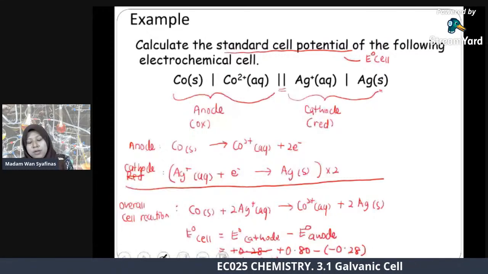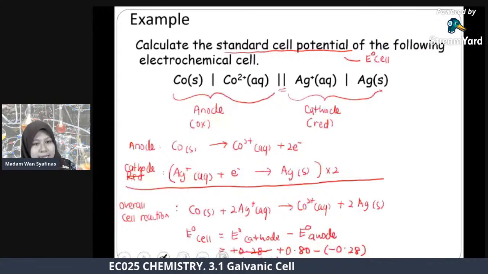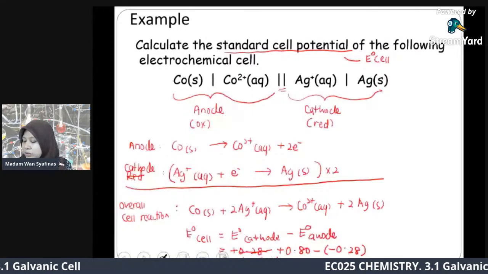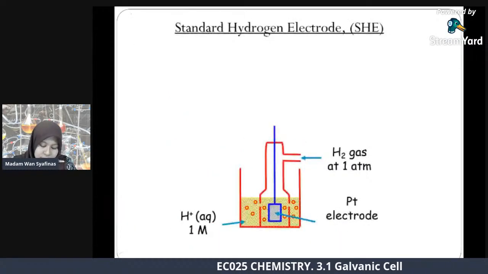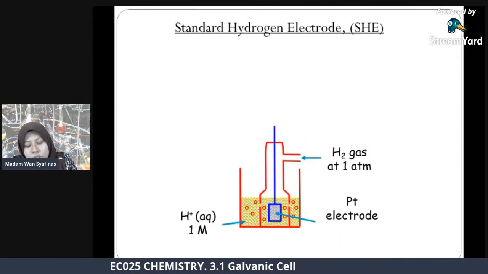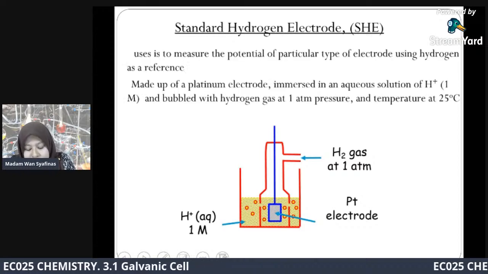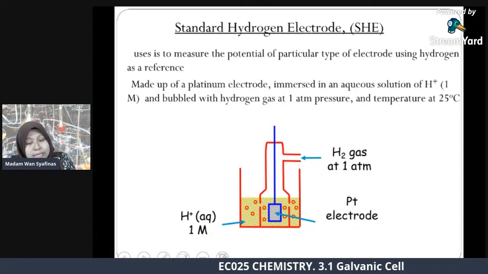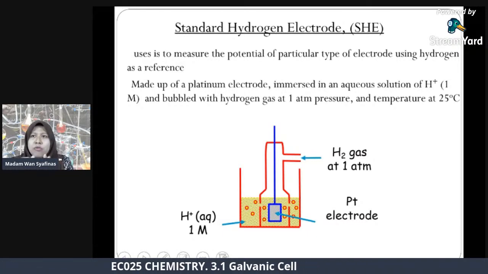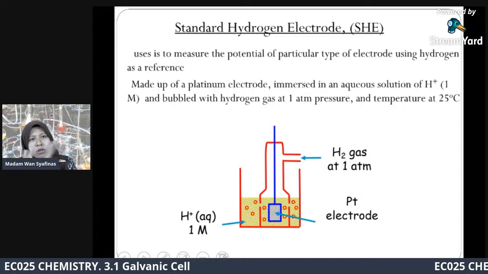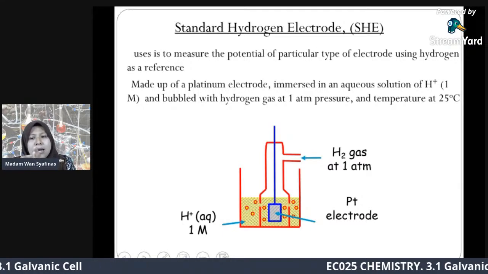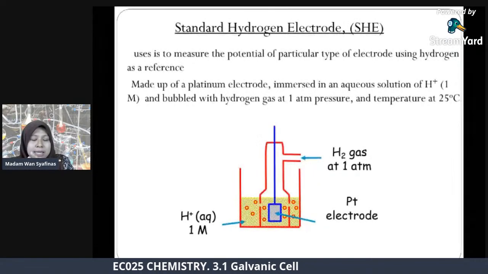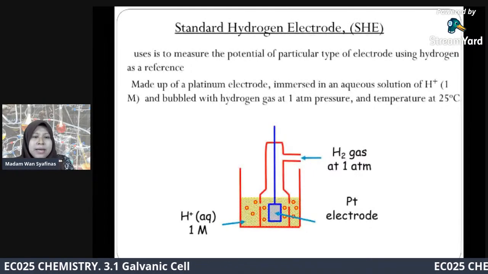Okay, seterusnya. Okay, we proceed to standard hydrogen electrode, SHE. Okay, so what is SHE ni? Apa dia SHE ni? Okay, so kalau kita tengok kat sini, SHE used to measure the potential of particular type of electrode using hydrogen as reference. Okay, dia nak measure potential particular type of electrode. Maksudnya kamu nak tentukan, katakan kamu ada satu electrode tu electrode X. So nak tentukan berapa nilai apa dia punya E naught dia. So nak tentukan ni kita akan compare dia dengan SHE. Maksudnya SHE ni sebagai reference lah.